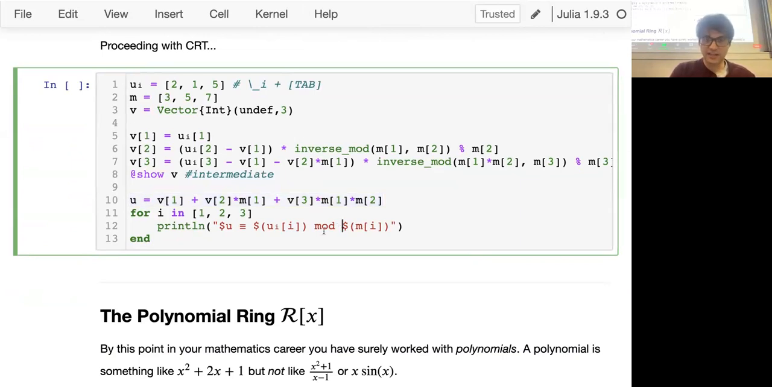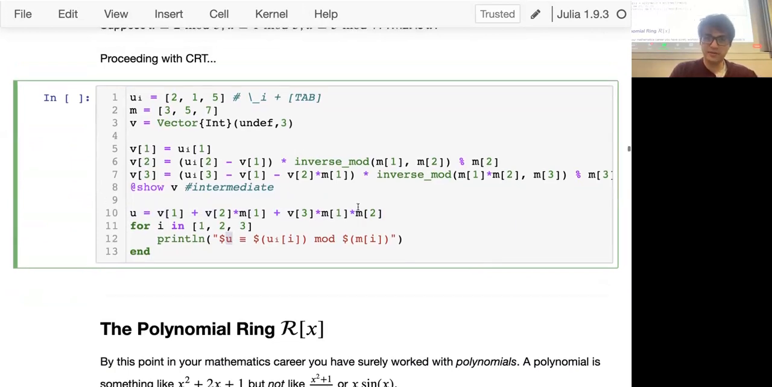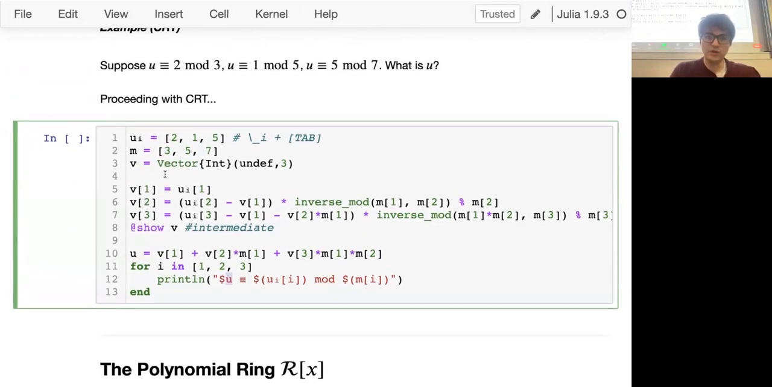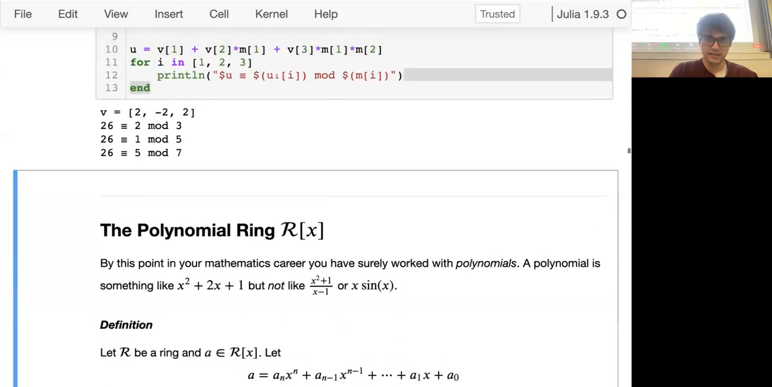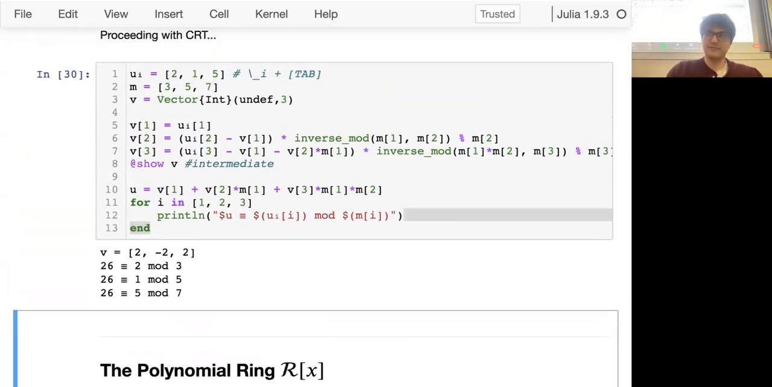Let's check that the number we calculated has the property we stated. That is to say, U mod 3 has to be 2, mod 5 has to be 1, and mod 7 has to be 5. Aha. But what number did we end up computing? Oh, 26. Sorry, I'm losing my mind. All right, so 26 is the magic number here, and 26 is 2 mod 3, 1 mod 5, and 5 mod 7.